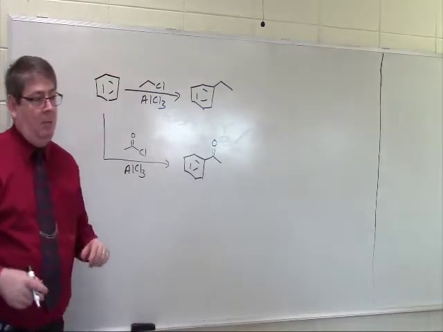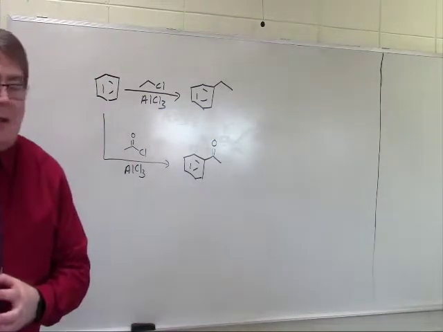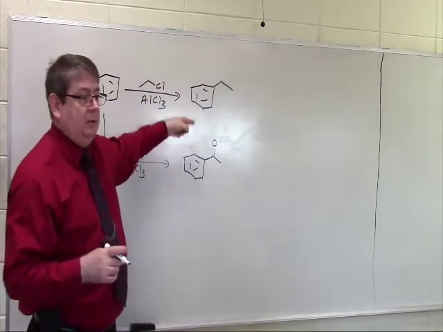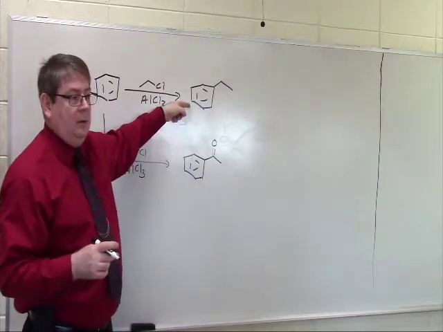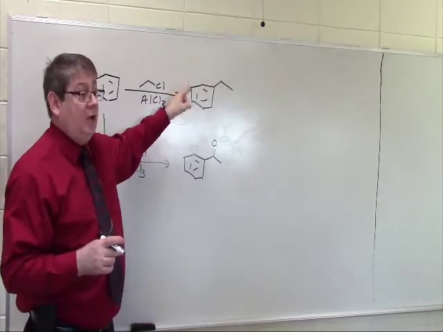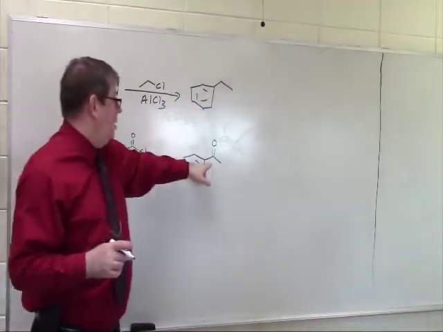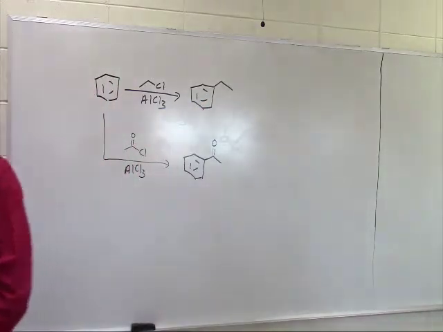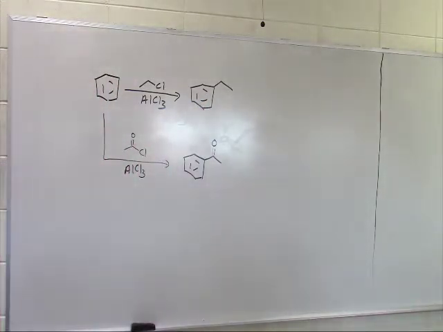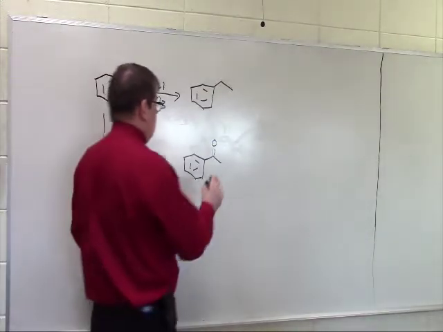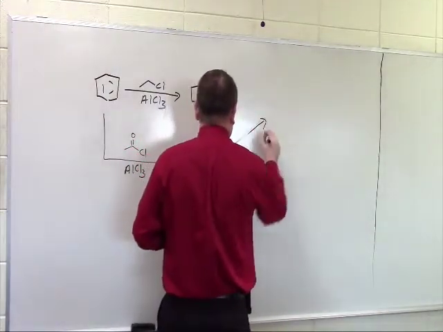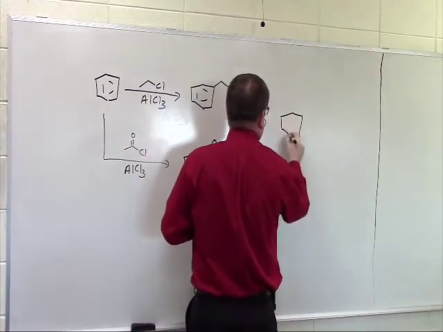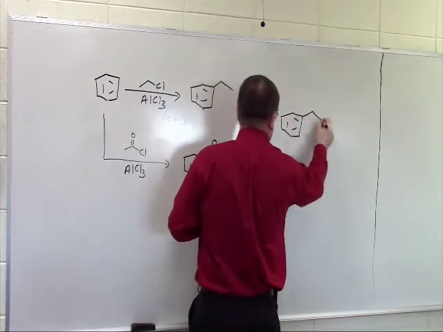But I've got a problem. Now I've got to kick off the oxygen. So going from here to here is what kind of reaction? Going from here to here? Reduction. Going the other way is oxidation, right? So we're going to reduce the ketone to the hydrocarbon. 2 ways to do this. Actually, there's more than 2, but only 2 that I really care that you understand about.